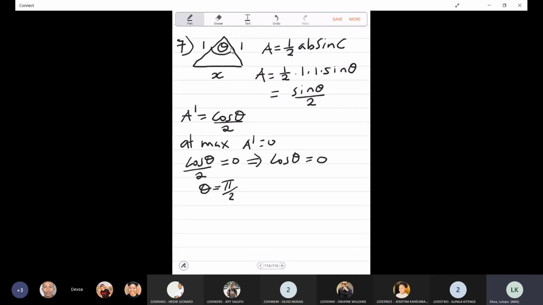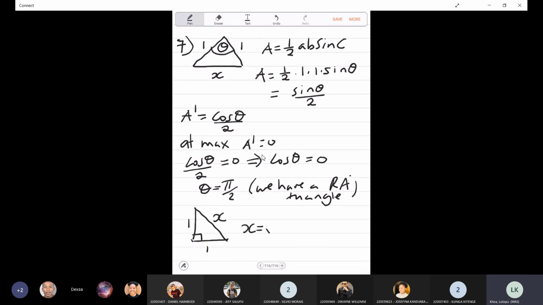Okay, so now that we know what our theta is, so this is 90, our triangle actually looks like this. So this is 1, that is 1, this is 90 degrees, and then that is x. So we can use that to work out what x is using Pythagoras theorem. Okay, so this means that we have a right-angled triangle. So x here is the square root of 1 squared plus 1 squared. This is the square root of 2.